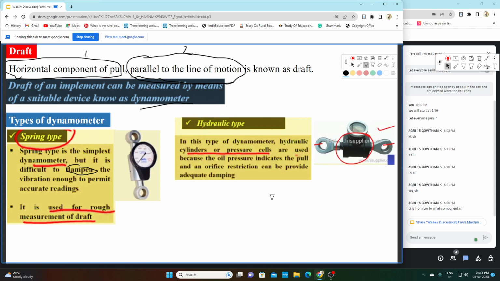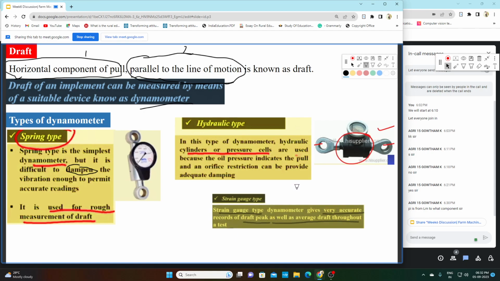Next is the hydraulic type dynamometer. In this type, this is the hydraulic cylinder. When these two ends are pulled, the pressure of the liquid in the dynamometer varies, and by that we can get the force of the pull, that is, we can get the draft. So this is another type of dynamometer.